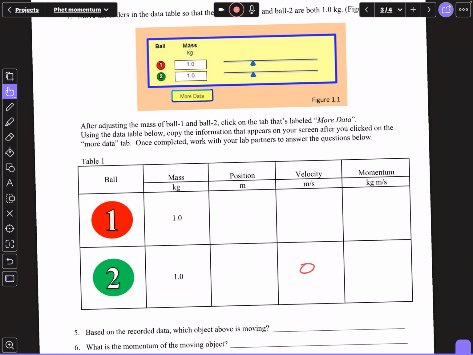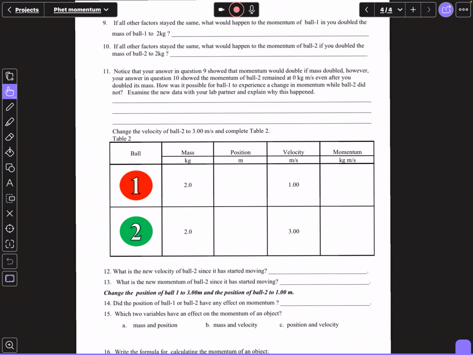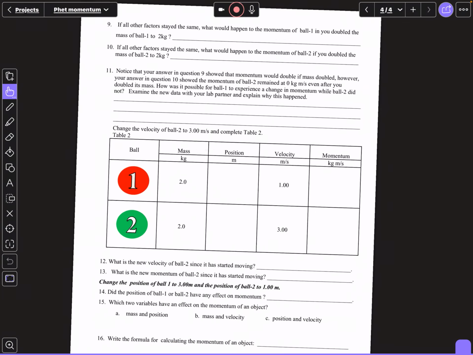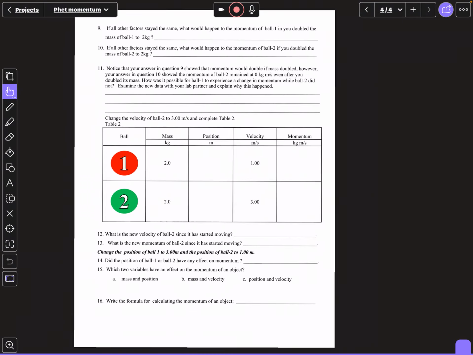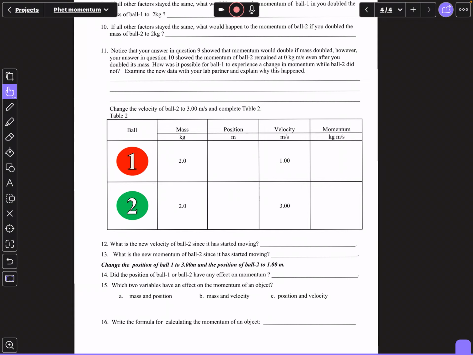Once you fill in your numbers there, you're going to answer these questions. Then it's going to tell you to change the velocity of ball 2 to 3 meters per second, complete table 2, fill in that stuff and answer those questions right there. So this is kind of a review of stuff that we've already covered in momentum. And tomorrow's collision lab will be about something we're going to cover in a few more days, dealing with the law of conservation of momentum.